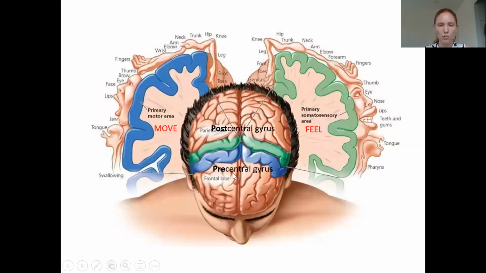Remember, pre is primary motor, post is primary somatosensory. You move before you feel.